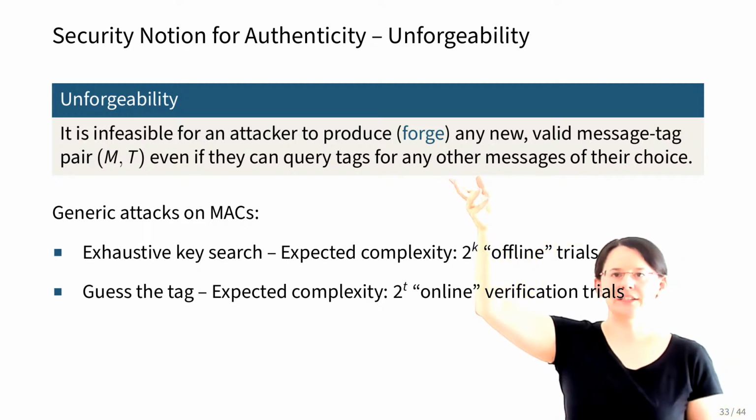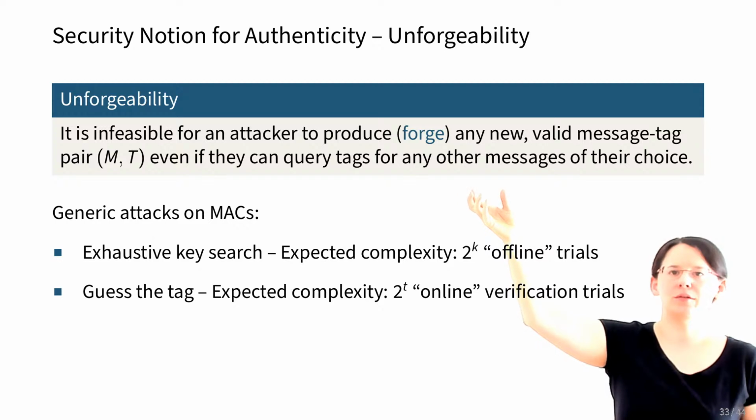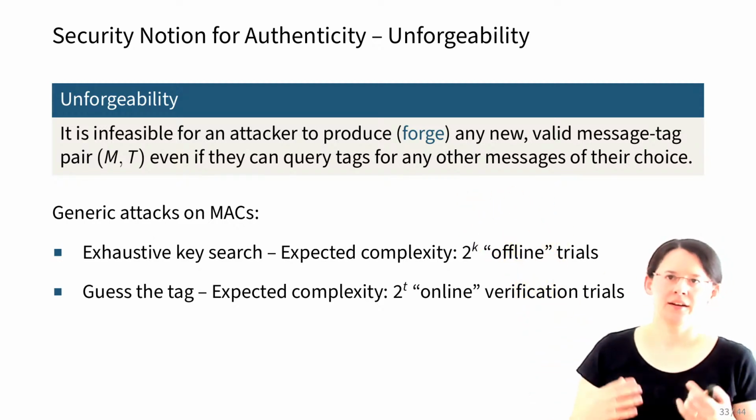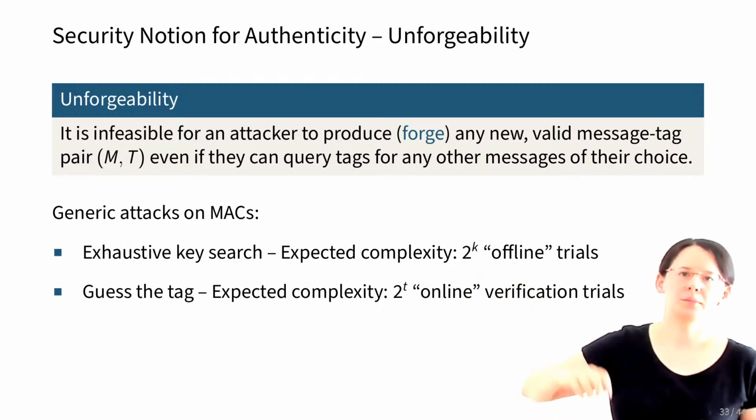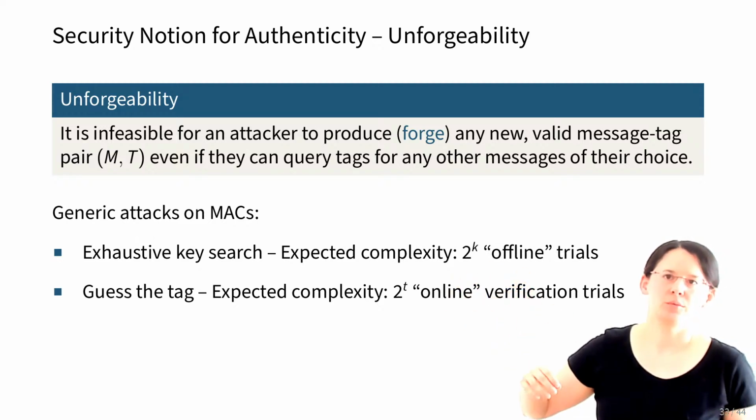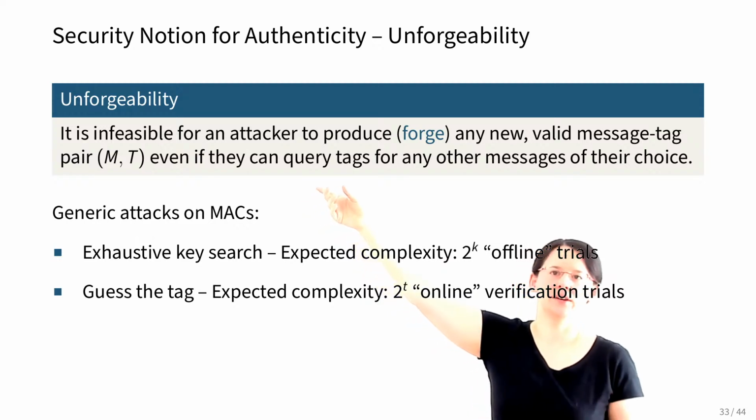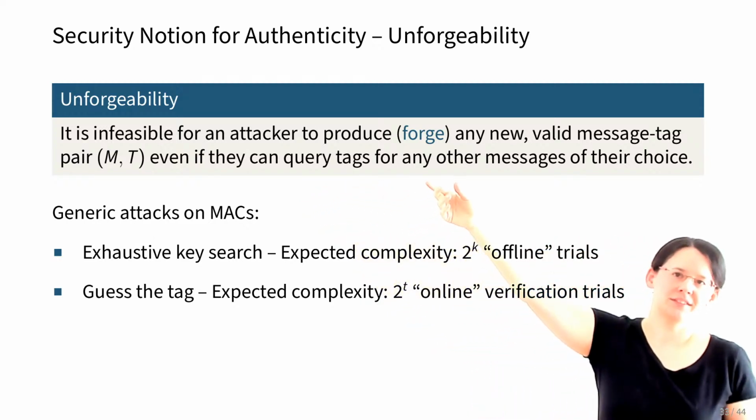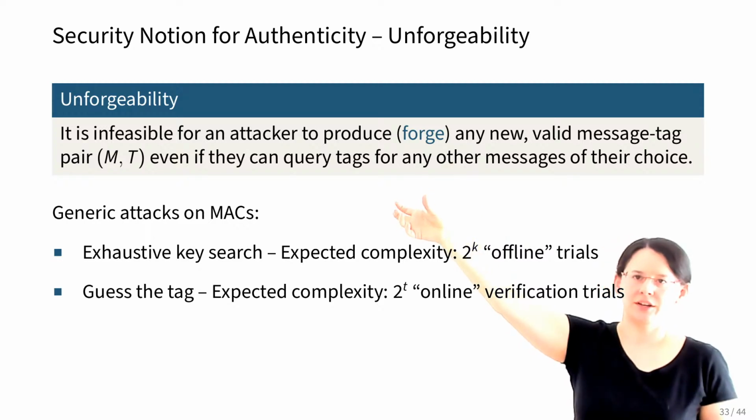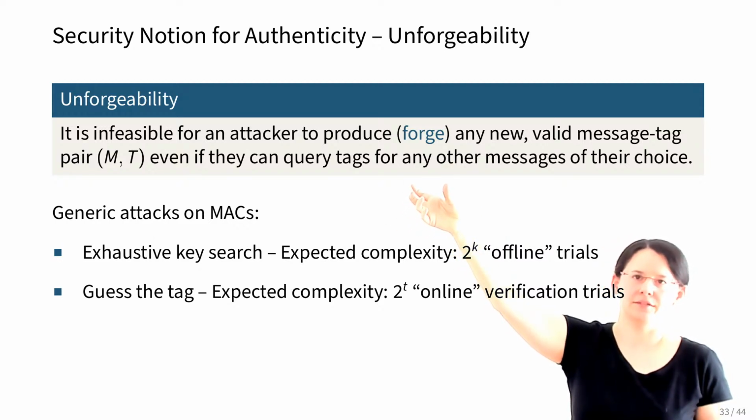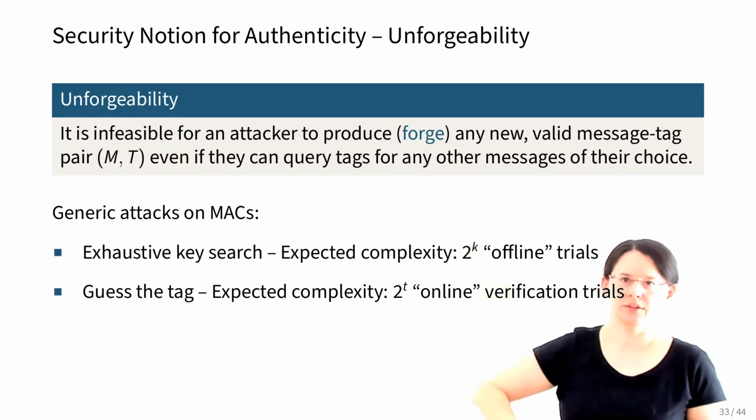So what should be infeasible for the attacker is finding any combination of a message and a corresponding tag that they came up with themselves and didn't just read from a previous transmission. Of course, once somebody sends M and T, the attacker knows it as well. So this one doesn't count as an attack, but as soon as they come up with a new combination of a message and a tag that they haven't seen before, the attacker is counted as successful.